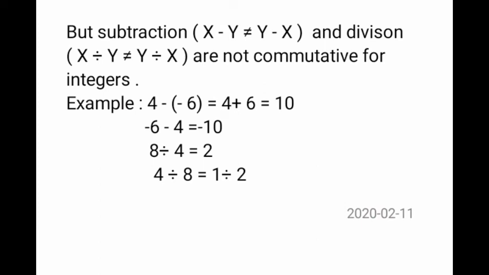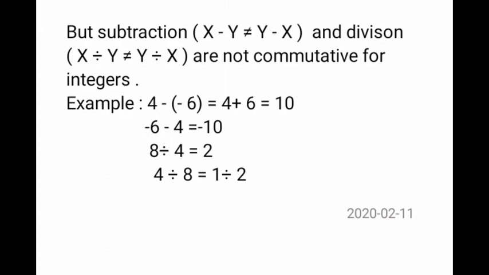If we check in the case of subtraction and division, we get that subtraction and division are not commutative for integers, because if we subtract two integers, it is not equal to the result if we interchange the numbers and subtract. For example, we see 4 minus of minus 6. We subtract minus 6 from 4, we get 10. And if we subtract 4 from minus 6, we get minus 10. Therefore, 10 is not equal to minus 10.